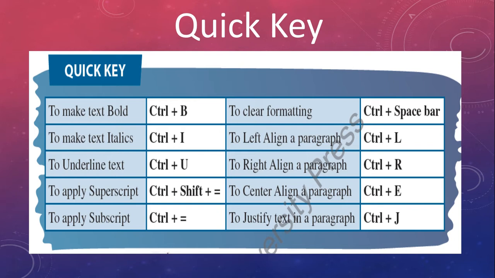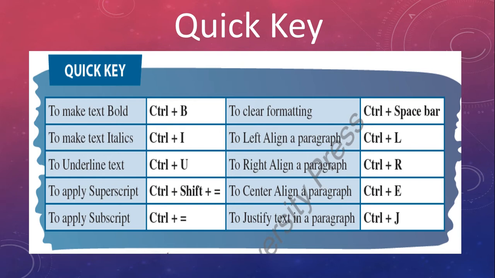Next one, to make your text italics, that is Ctrl plus I. To underline the text, the shortcut is Ctrl plus U. To apply superscript, the shortcut is Ctrl plus Shift plus equal to sign. Then to apply subscript, the shortcut is Ctrl plus equal to. To clear formatting, the shortcut is Ctrl plus spacebar. So if you have applied any formatting, you can remove that by simply selecting your text and then pressing the Ctrl and spacebar key.